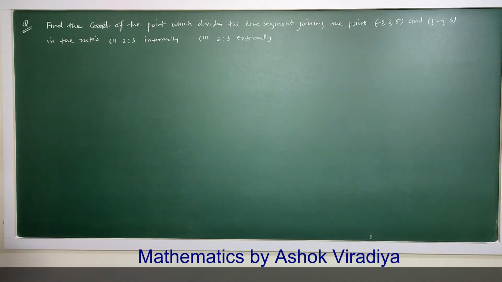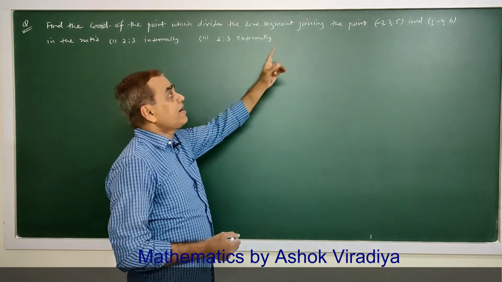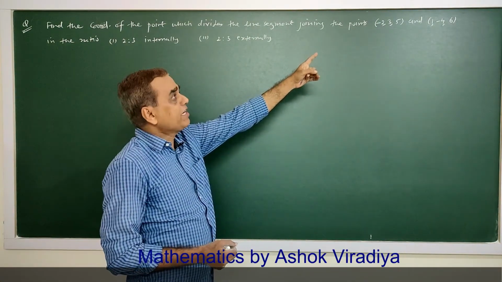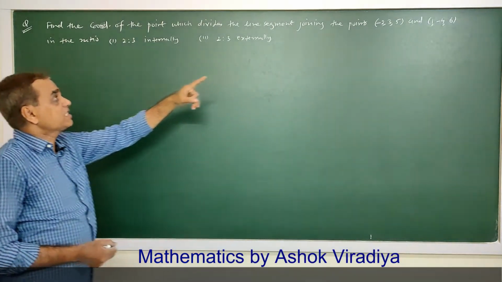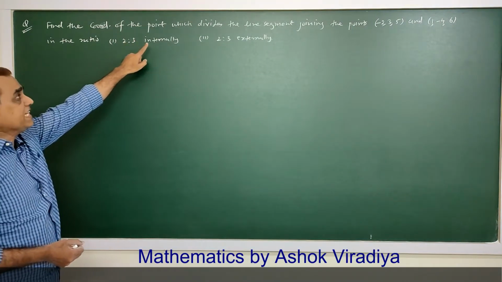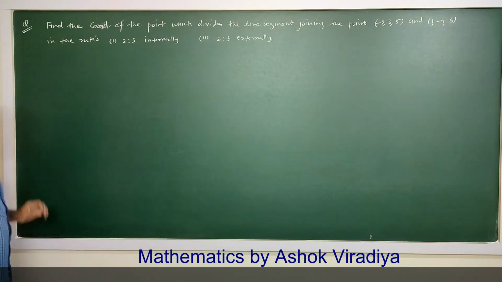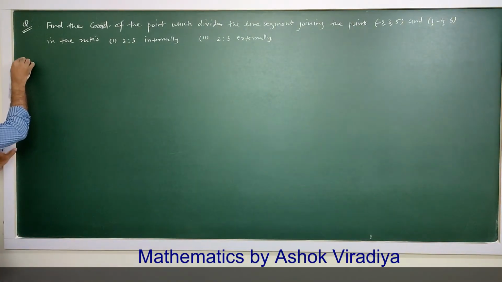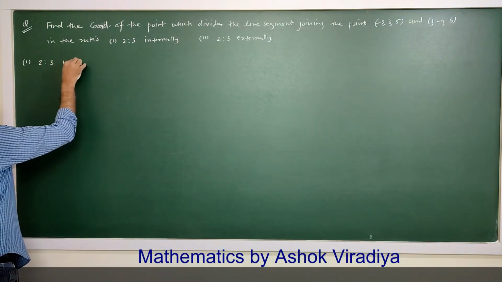Find the coordinates of the point which divides the line segment joining points minus 2, 3, 5 and 1, minus 4, 6 in the ratio 2 is to 3 internally, 2 is to 3 externally. First of all, we take case 1. 2 is to 3 internally.